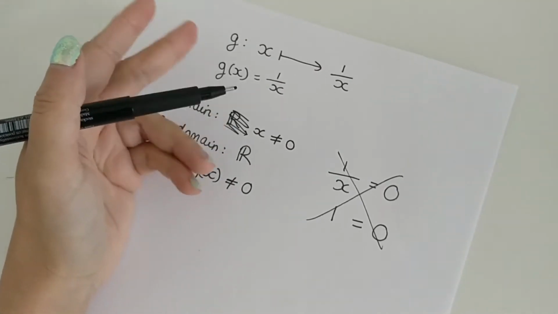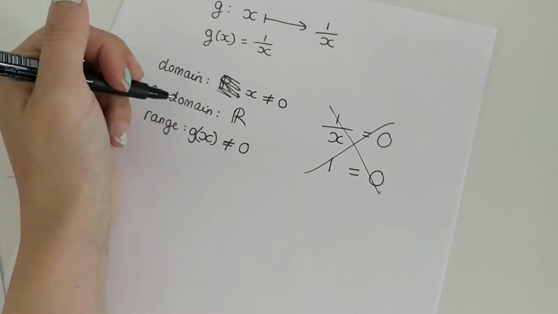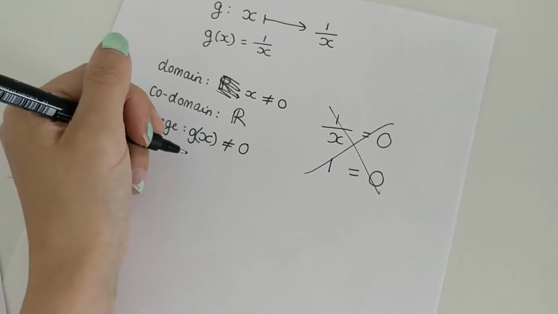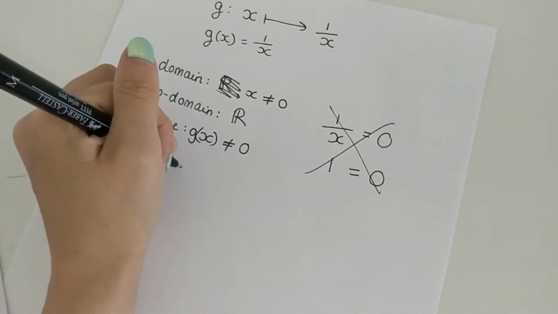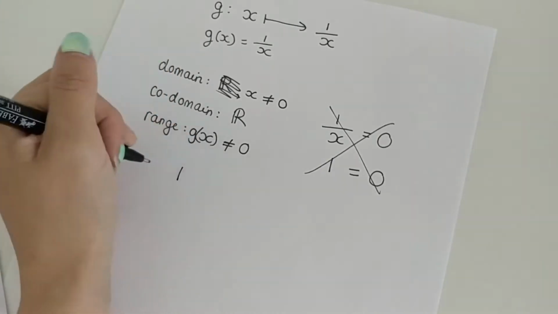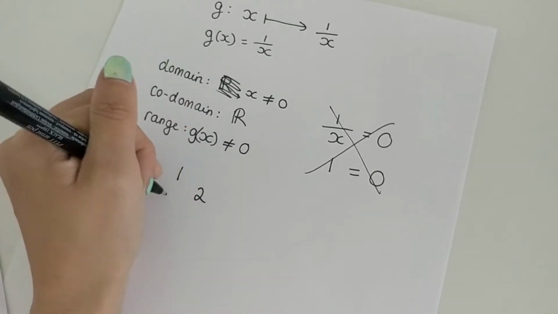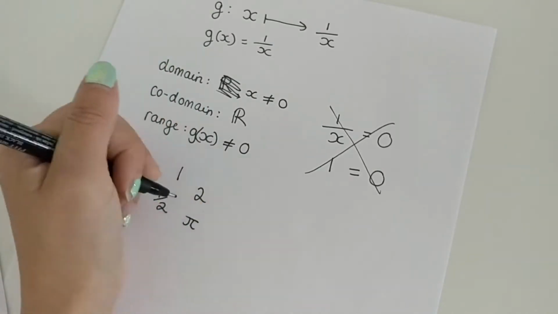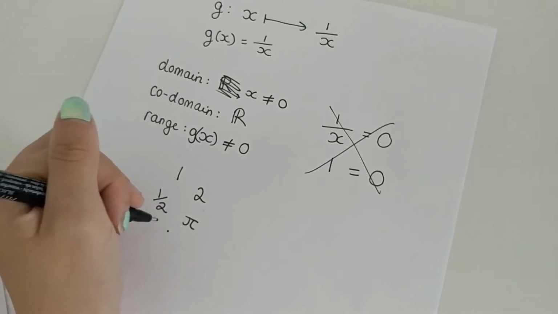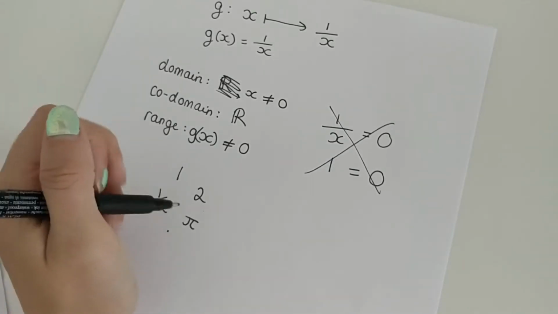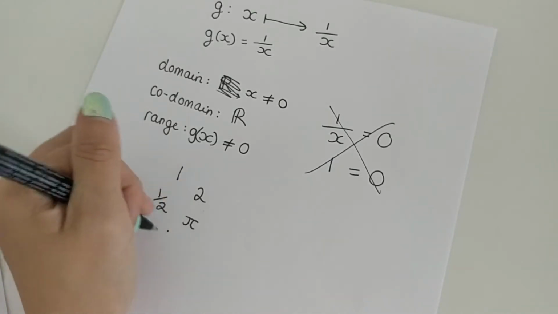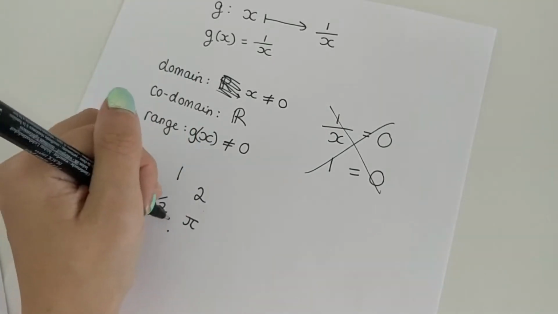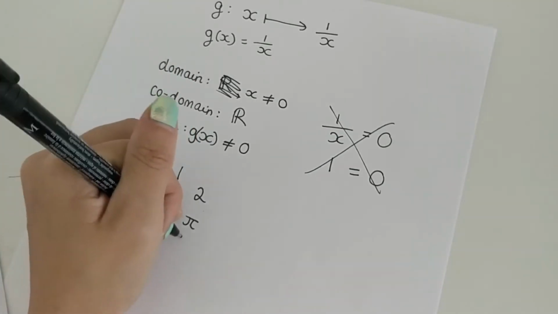Is this one-to-one or many-to-one, etc.? Let's see. If I put 1 in there, if I put 2, if I put a half, if I put pi, I'm not allowed 0 anyway. Anything else interesting? Let's just put those numbers in. Oh, let's put a negative in as well, -5.